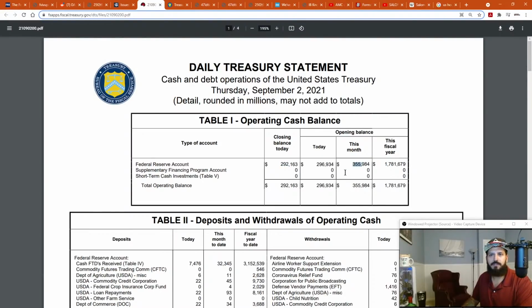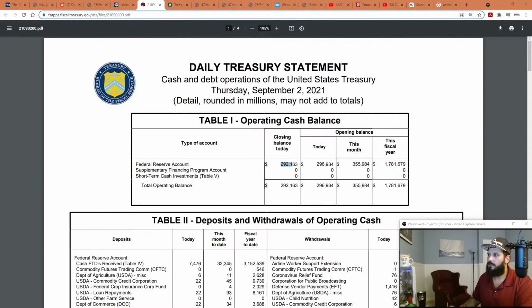So we went from 355 billion in one day to 296. And then from September 1st to September 2nd, we closed with a balance of 292. We have not seen the report for Friday, September 3rd yet. We're going to see that on Monday. It's a big drop, $62 billion in one day and then $4 billion the next. Why would it be so little on the second day?